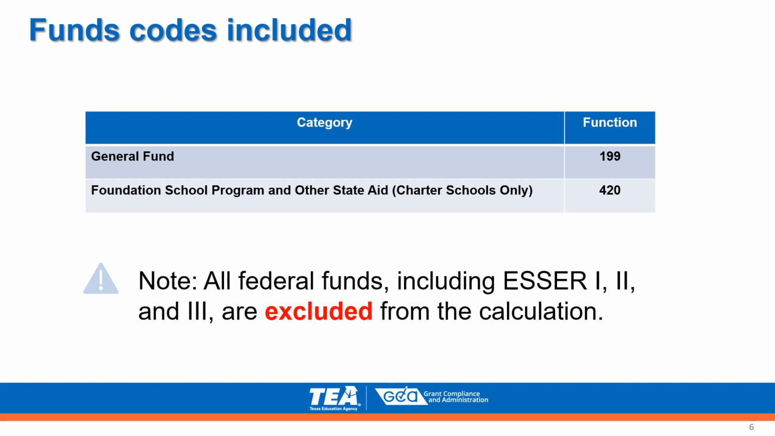Included within ESSA LEA MOE are the following fund codes: General Fund 199, and Foundation School Program and Other State Aid used by charter schools only, Fund 420. It's important to note that all federal funds, including ESSER 1, 2, and 3, are excluded from the calculation.